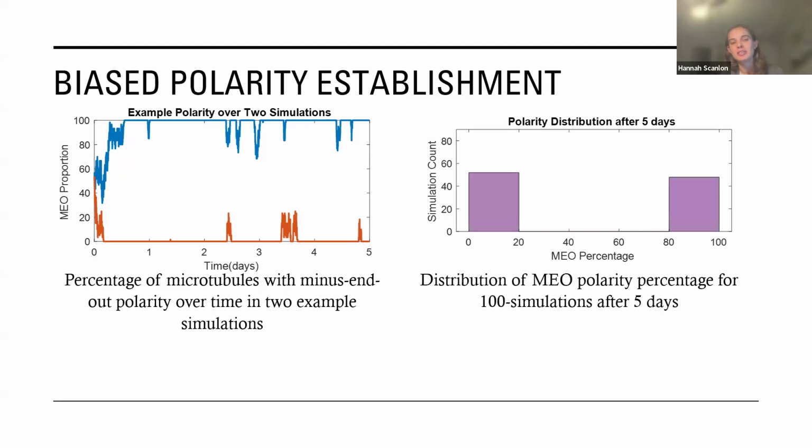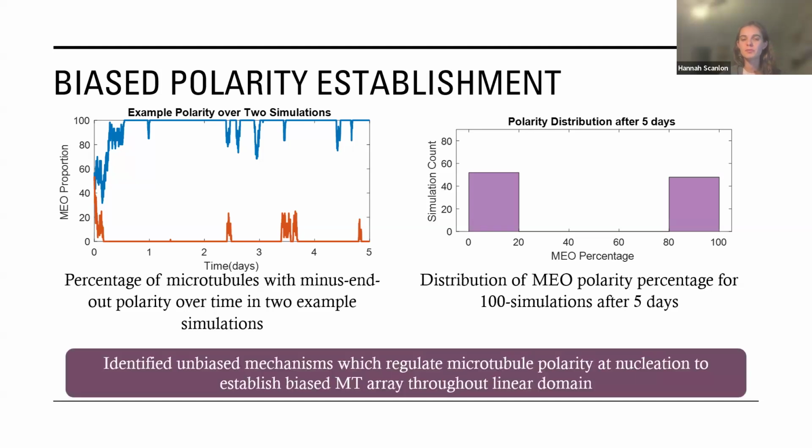If we repeat this for 100 different iterations of our simulation, we see that at the end of a 5-day simulation, all of the microtubules end up either in this 0% minus end out polarity or 100% minus end out. So again, showing the consistency of our mechanisms at establishing this biased polarity. So what we've noticed about these mechanisms is that we've identified unbiased mechanisms which regulate microtubule polarity at nucleation to establish a biased microtubule array throughout this linear domain we're interested in.